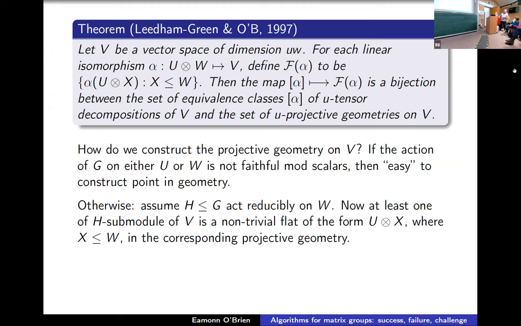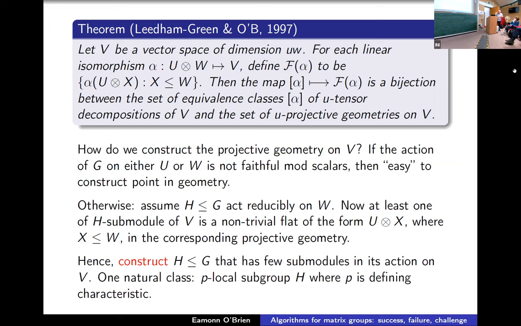Okay. So all I've done so far is to reduce from one horror down to another horror, which is how to produce a subgroup which is guaranteed to act reducibly. And here's the nub of the problem. We want to construct an H which has the property that it actually has few submodules in its action on V. And if we can do that, then we can process the submodules from that, to a great extent by linear algebra, and we can produce a point in the geometry.